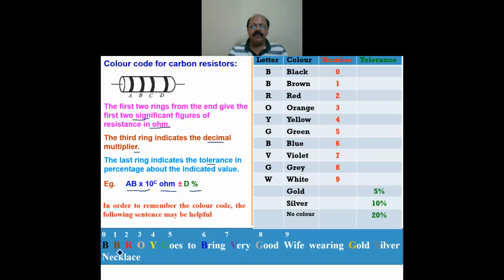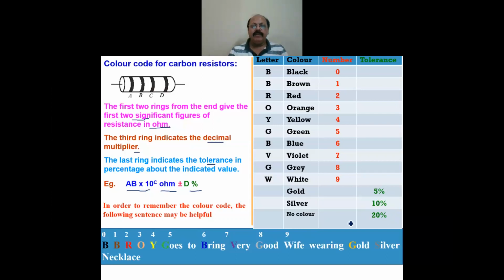So you remember this order. All the capital letters have the color names and their values. First B is black, value 0; another B is brown, value 1; red 2, orange 3, yellow 4, green 5, blue 6, violet 7, gray 8, white 9. And on the basis of color, tolerance is 5% for gold, 10% for silver, and if no color, it is 20%.